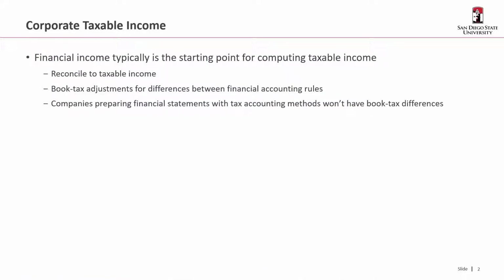Okay, so typically when we're calculating corporate taxable income, our starting point is financial income. Most corporations keep their books on an accrual basis, so this is pretty straightforward. And then what they do is they reconcile their book income to their taxable income. For those of you that have had Professor Machado's Intermediate 2 course, you know that there are book-tax differences between net income for book and net income for tax. Of course, if the company's preparing its financial statements under a tax accounting method, then there won't be any differences. But that's only true for small companies.